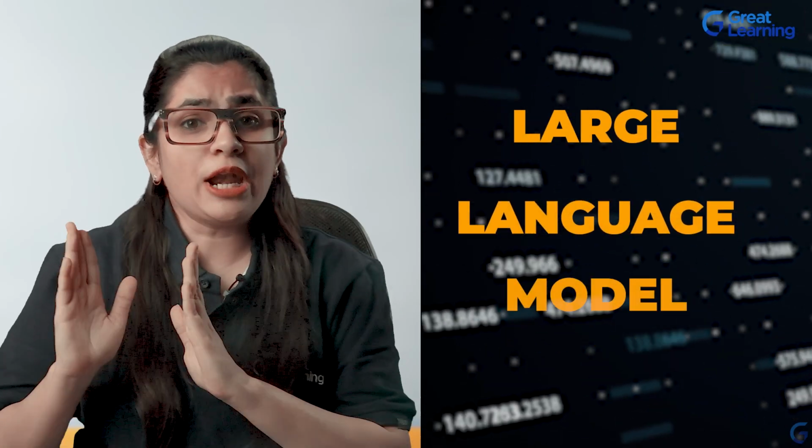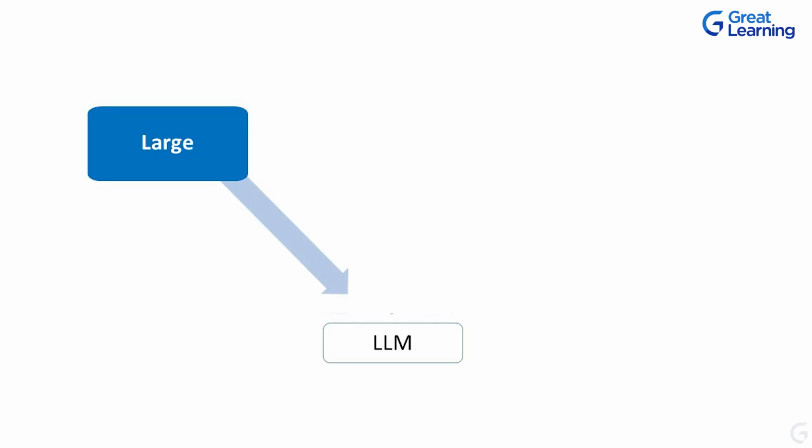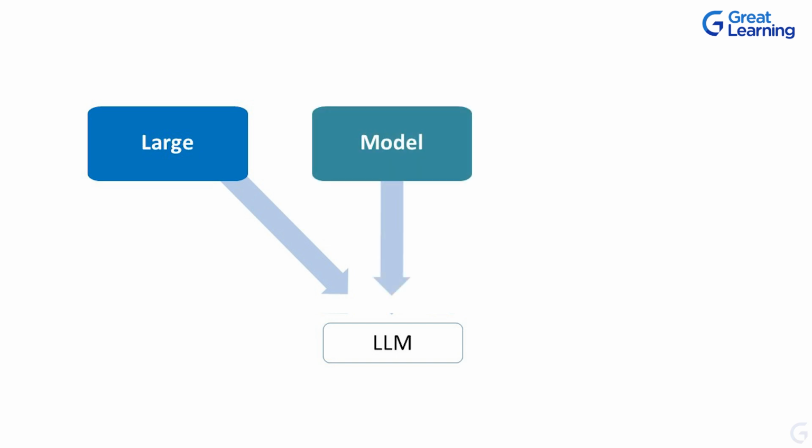Large language model. Large just means that the model has been trained with a massive amount of data. We are talking about billions of words from books, websites, articles, and more. Model refers to a set of instructions or algorithms that helps the AI understand and generate language. Think of it like a recipe that guides how to make a cake. In this case, it is guiding the AI on how to create meaningful text.